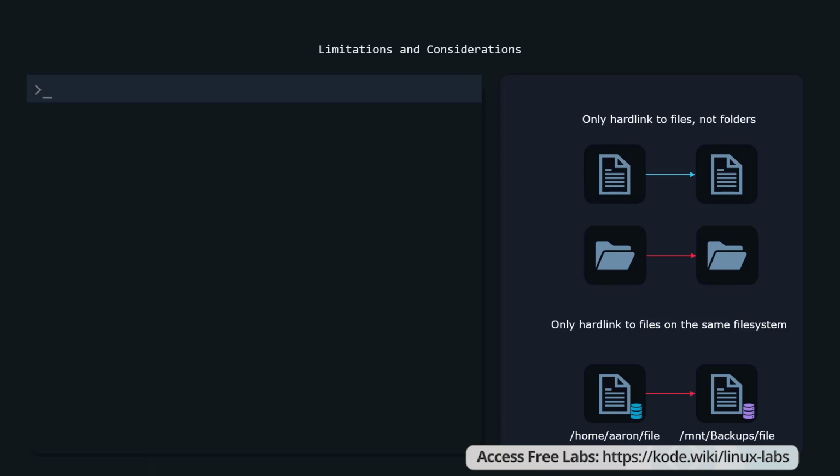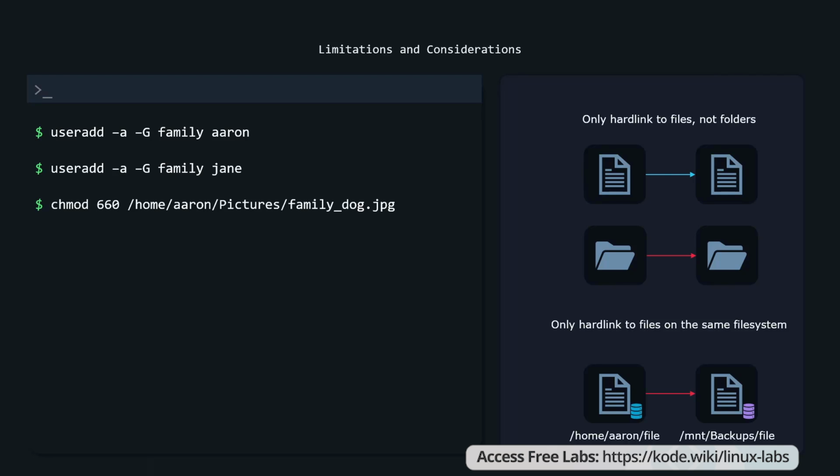There are some other things to take into consideration when you hard link. First, make sure that you have the proper permissions to create the link file at the destination. In our case, we need write permissions at /home/jane/pictures. And second, when you hard link a file, make sure that all users involved have the required permissions to access that file. For Aaron and Jane, this might mean that we might have to add both their usernames to the same group. For example, family. Then we'd use a command to let the group called family read and write to this file.